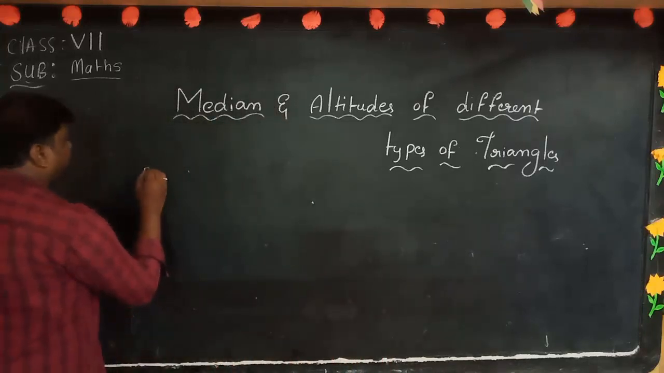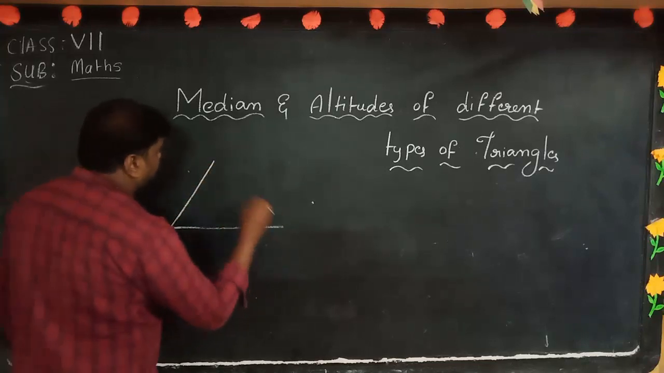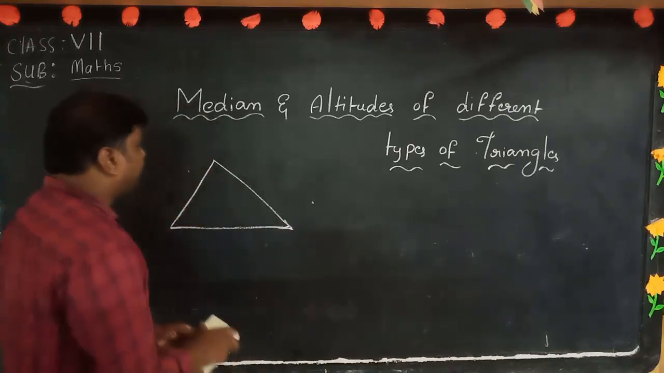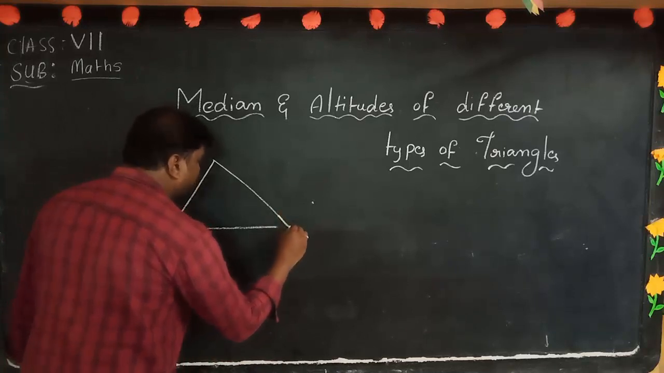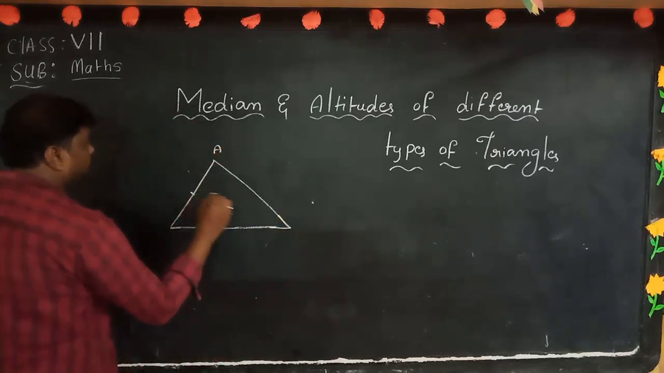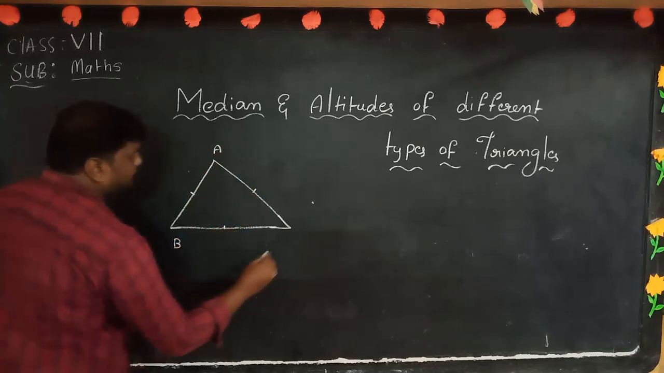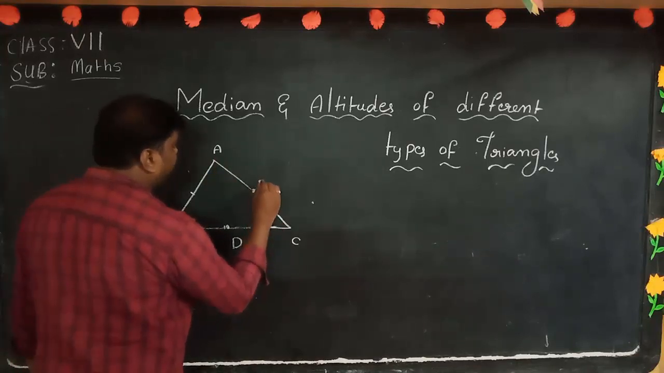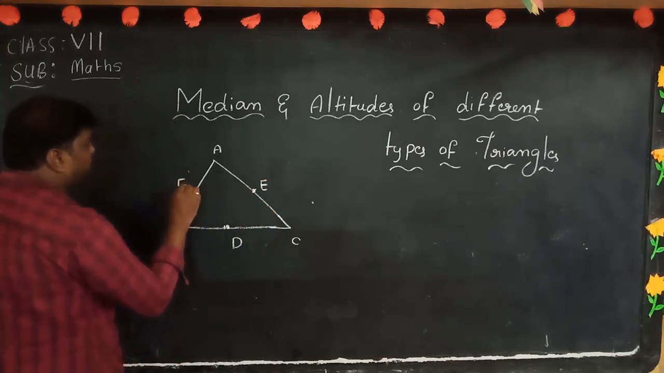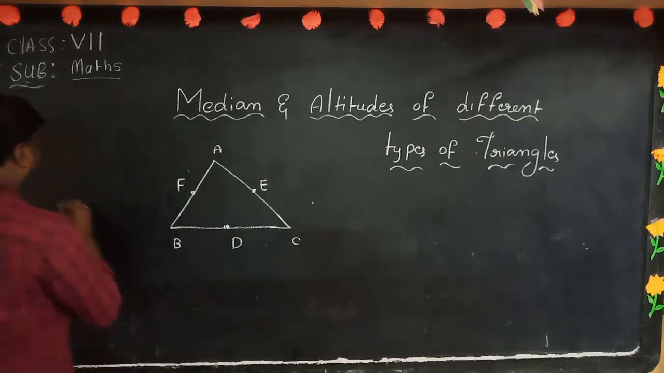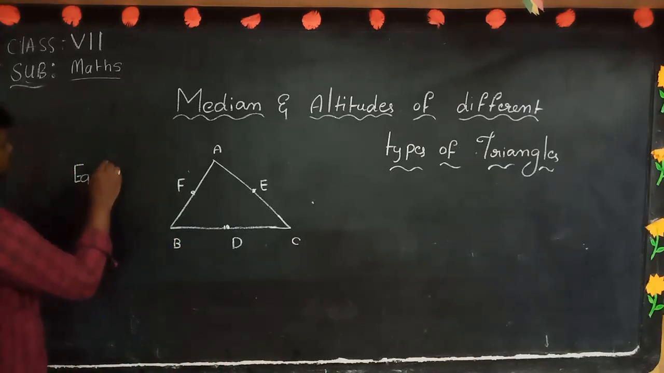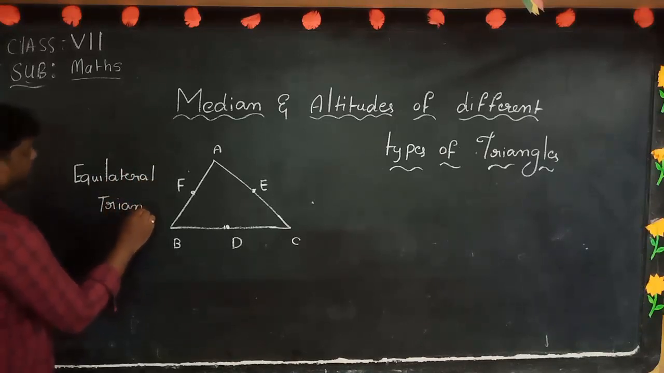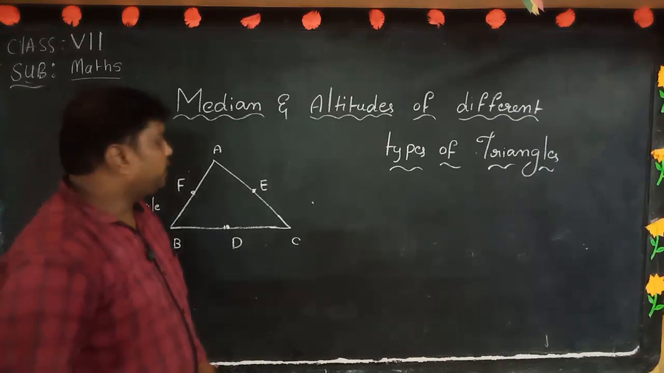First I will take the equilateral triangle. In an equilateral triangle, let's observe how the median and altitude will come. All sides are equal. See, BC's midpoint is D, AC's midpoint is E, and AB's midpoint is F.